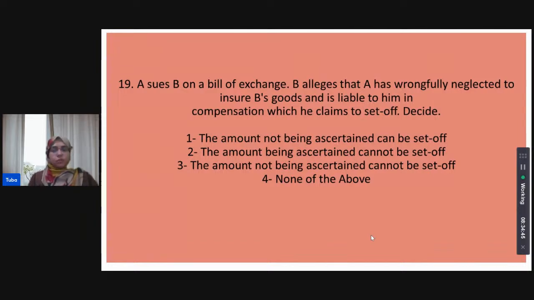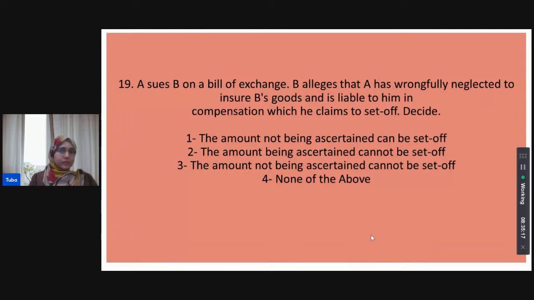Next question, again a situation-based question. A sues B on a bill of exchange. B alleges that A has wrongfully neglected to insure B's goods and is liable to him in compensation, which he then claims to set off. Decide this case. Again, I'll read it. A is suing B on a bill of exchange. B is alleging that A has wrongfully neglected to insure B's goods and is liable to him in compensation, which he claims to set off.